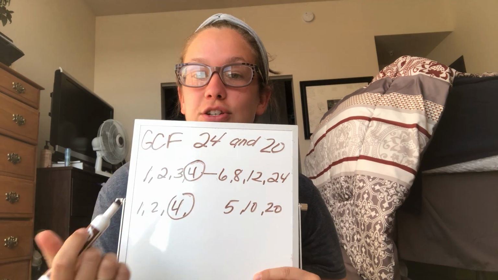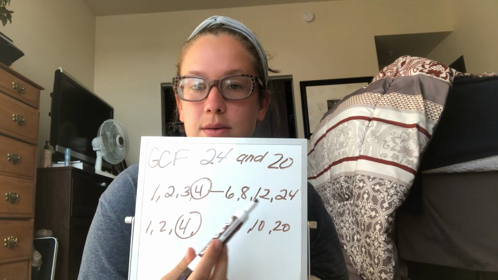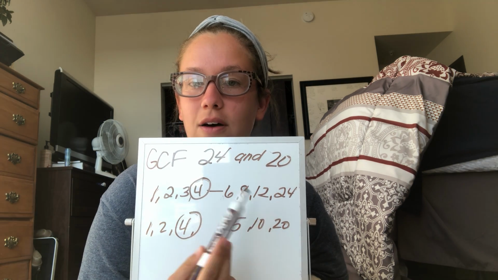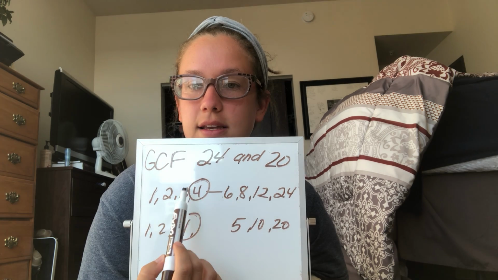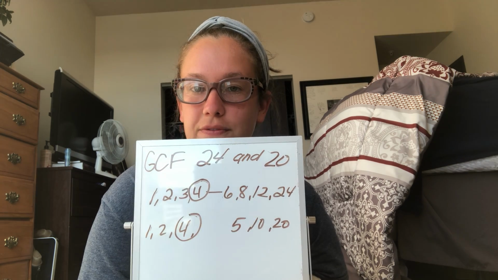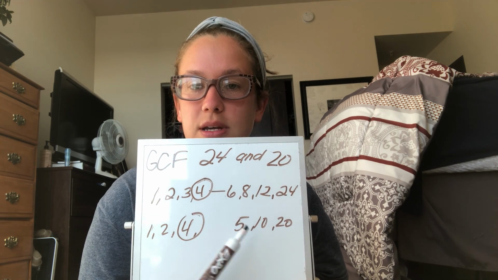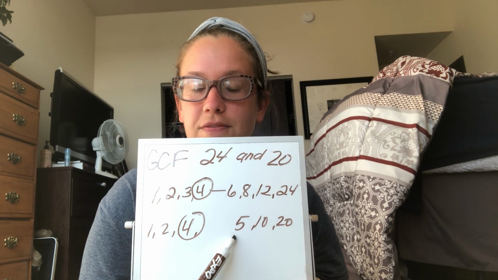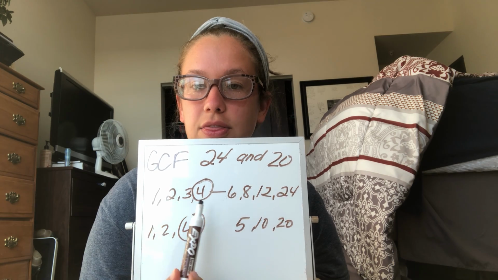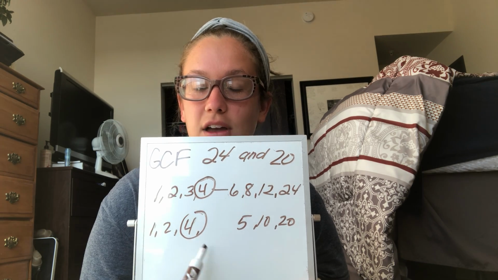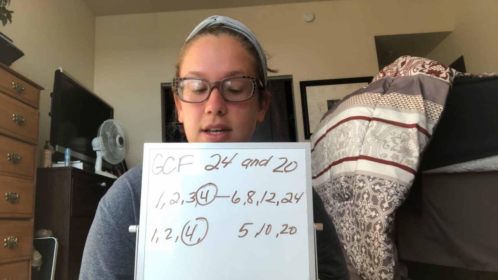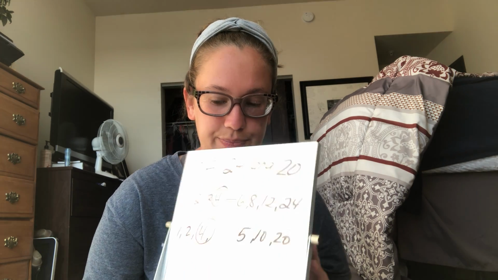All right, pause me if you need to. Here for my factors, I did 24, so 1 times 24, 2 times 12, 3 times 8, and 4 times 6. That was all of them. Then I found my factors of 20. 1 times 20, 2 times 10, 4 times 5. Here, the largest number they both have in common is 4. So that is my greatest common factor.